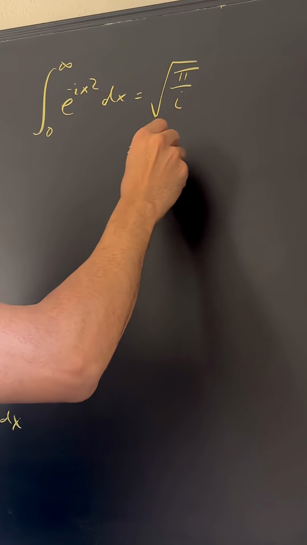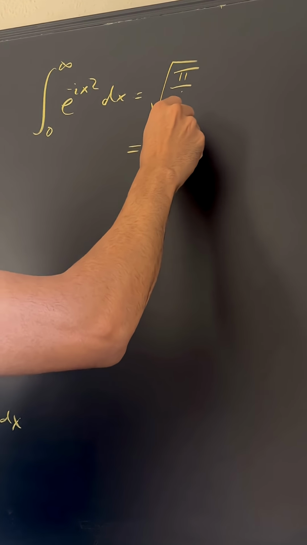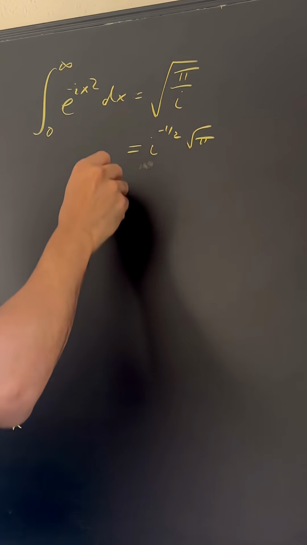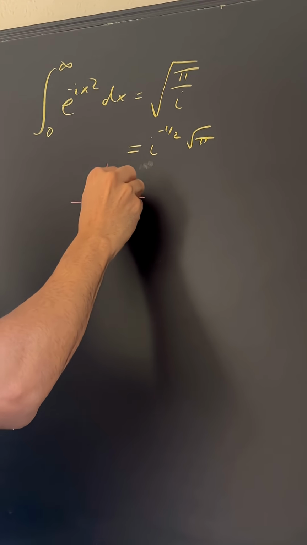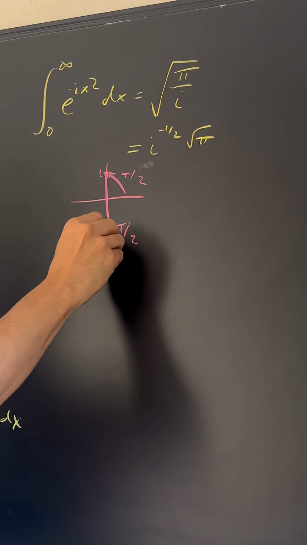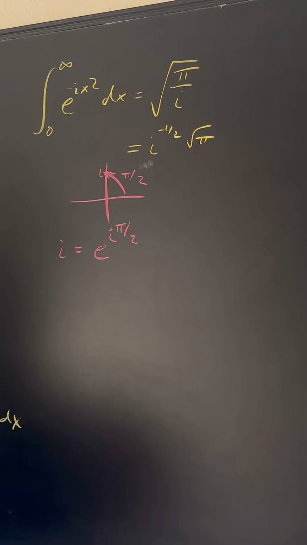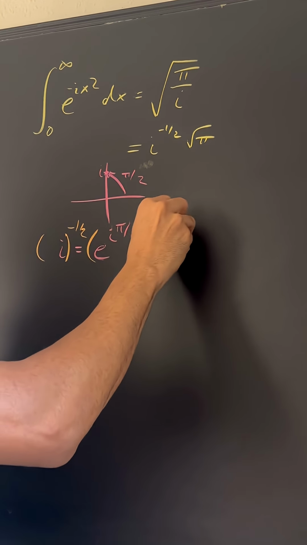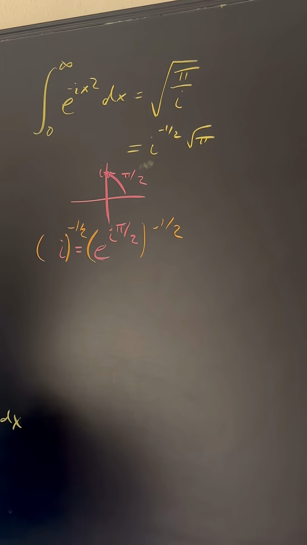Now let's just go ahead and rewrite this as i to the negative 1/2 times the square root of pi. So we really got to figure out what i to the negative 1/2 is. In the complex plane, i is situated on the imaginary axis. And since that creates an angle of pi over 2, we can go ahead and rewrite i as e to the i pi over 2. But we want to take this to the power of negative 1/2. So we're going to go ahead and do that and just simply implement some properties of exponents.